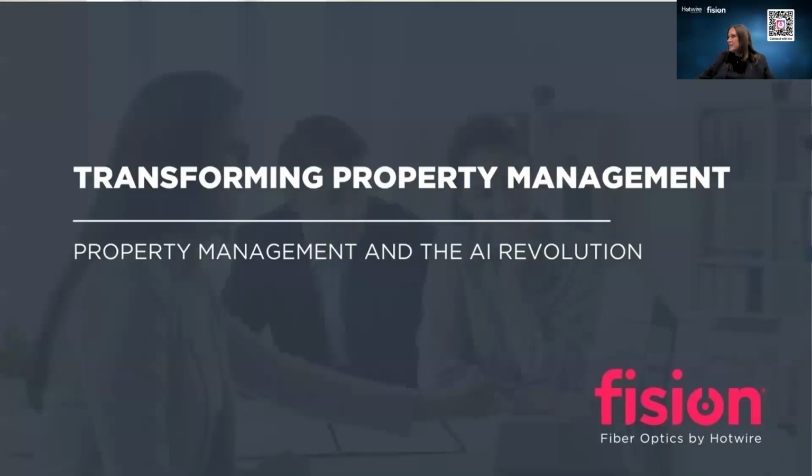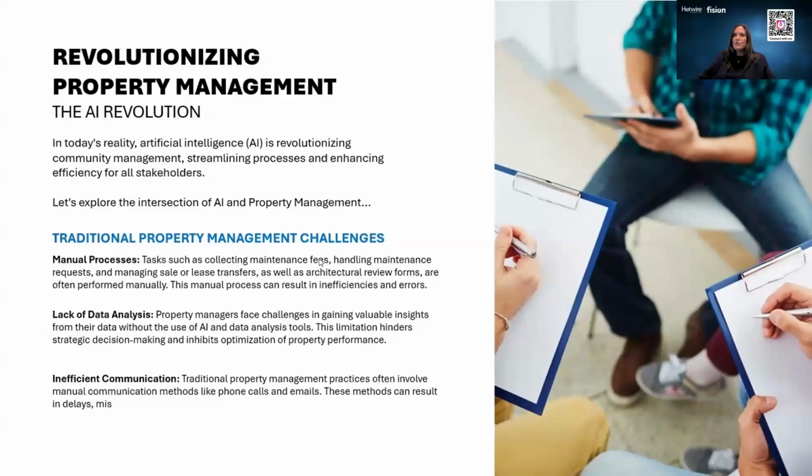Transforming property management. So let's talk about the benefits of AI in transforming and revolutionizing your property. Some of the challenges that you have right now are manual processes, such as collecting maintenance fees. If you are still collecting maintenance fees manually, handling maintenance requests manually, managing sale or lease transfers, as well as architectural review forms, those are often performed manually. If you're with a management company, most likely a lot of those are automated and are using AI. The manual process can result in inefficiency and a larger number of errors.